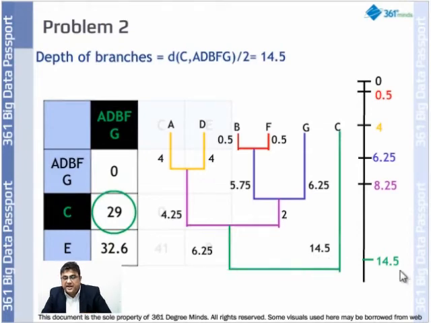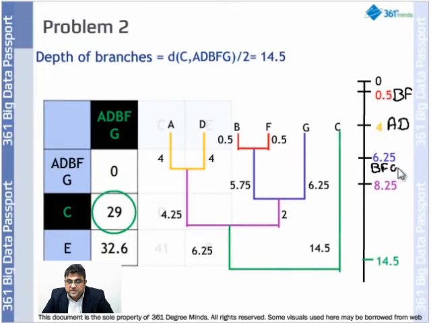So in a singular line you can see 0.5 is BF, AD, BFG, AD, BFG, C.